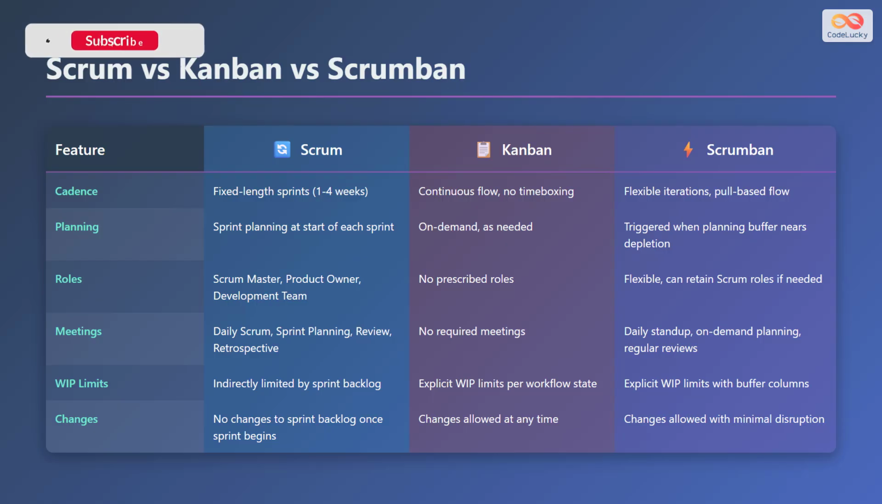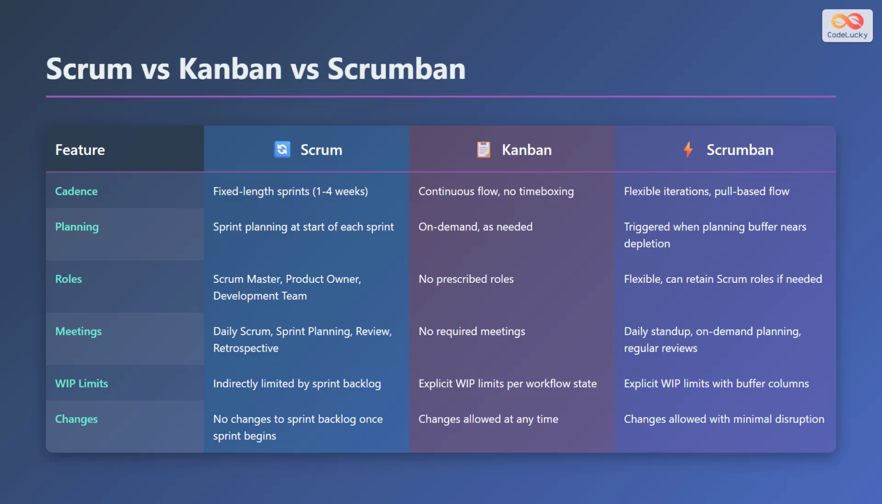Planning in Scrum involves sprint planning at the start of each sprint, whereas Kanban is on demand as needed. Scrumban planning is triggered when the planning buffer nears depletion. Scrum roles include a Scrum Master, Product Owner, and Development Team, whereas Kanban has no prescribed roles. Scrumban is flexible and can retain Scrum roles if needed.